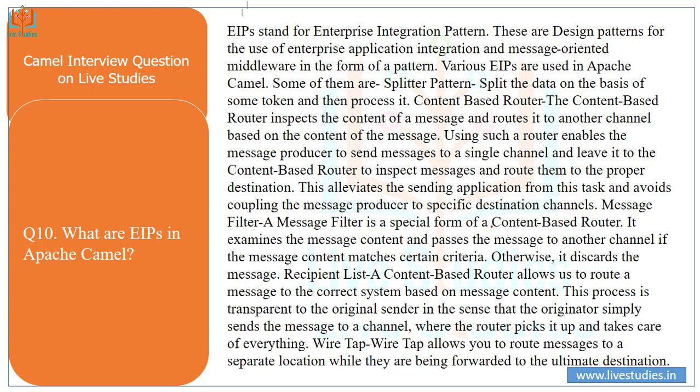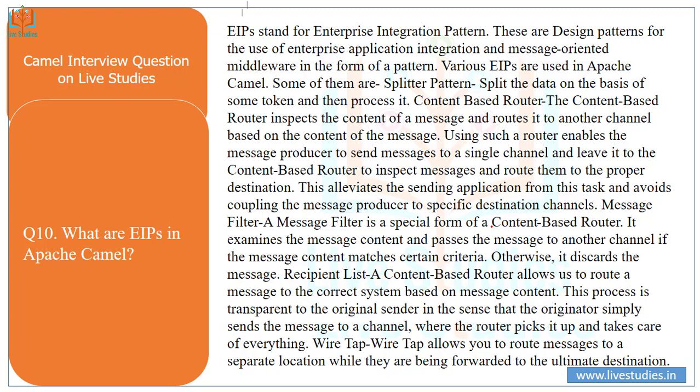Content-based router. The content-based router inspects the content of the message and routes it to another channel based on that content. Using such a router enables the message producer to send messages to a single channel and leave it to the content-based router to inspect messages and route them to the proper destination. This relieves the sending application from this task and avoids coupling the message producer to specific destination channels.